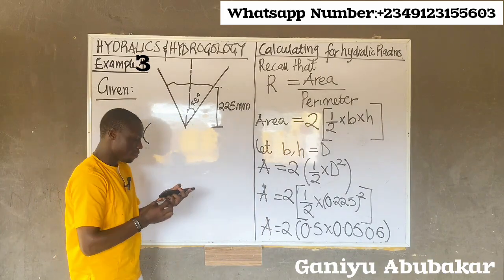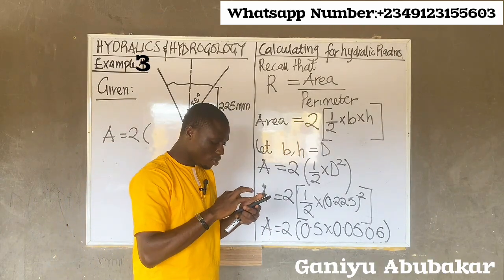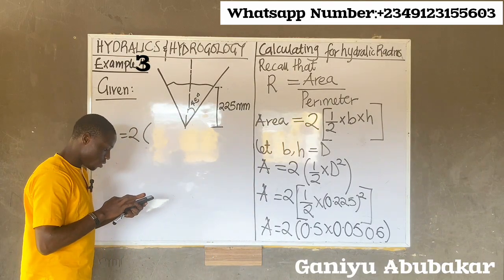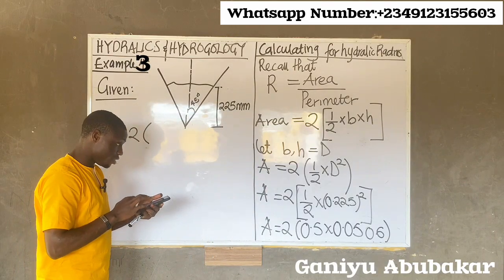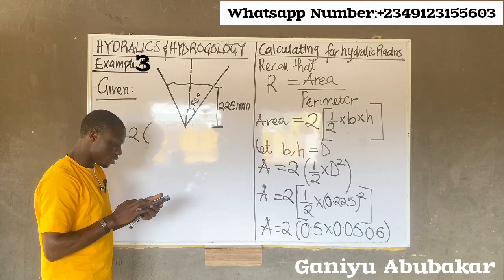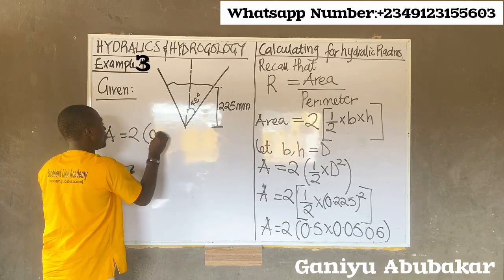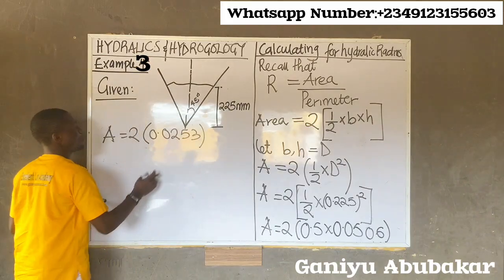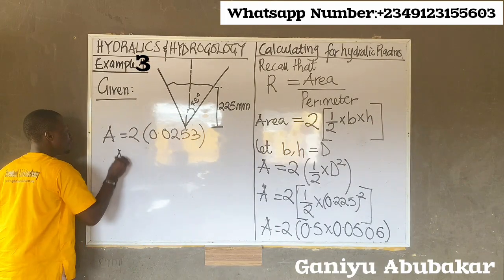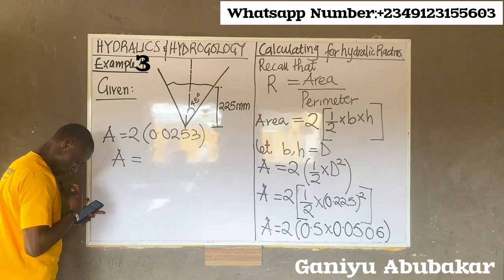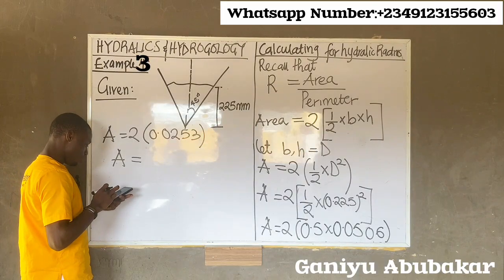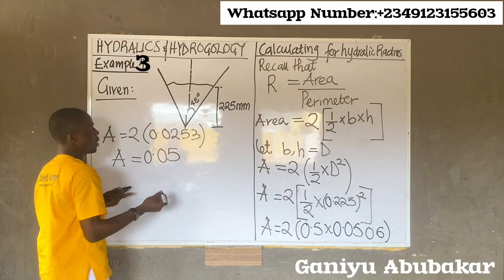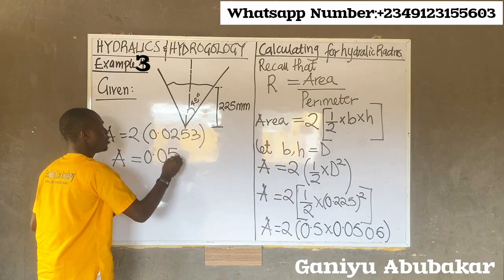Times 0.5. Yes, 0.5 times 0.0506. This gives you about 0.0253. Multiply this value by 2. What do you have? The area of this figure times 2, 0.05. Perhaps I can stop here, or approximately 5.